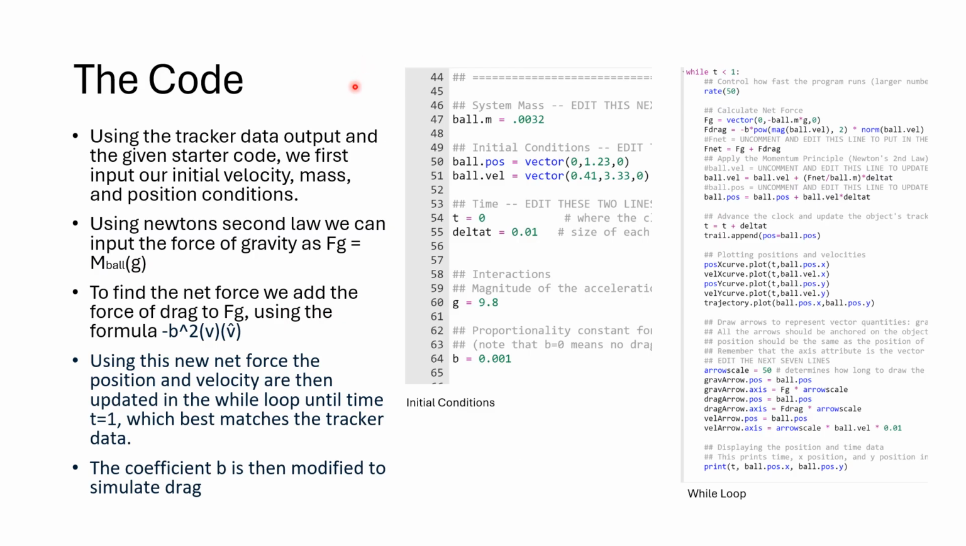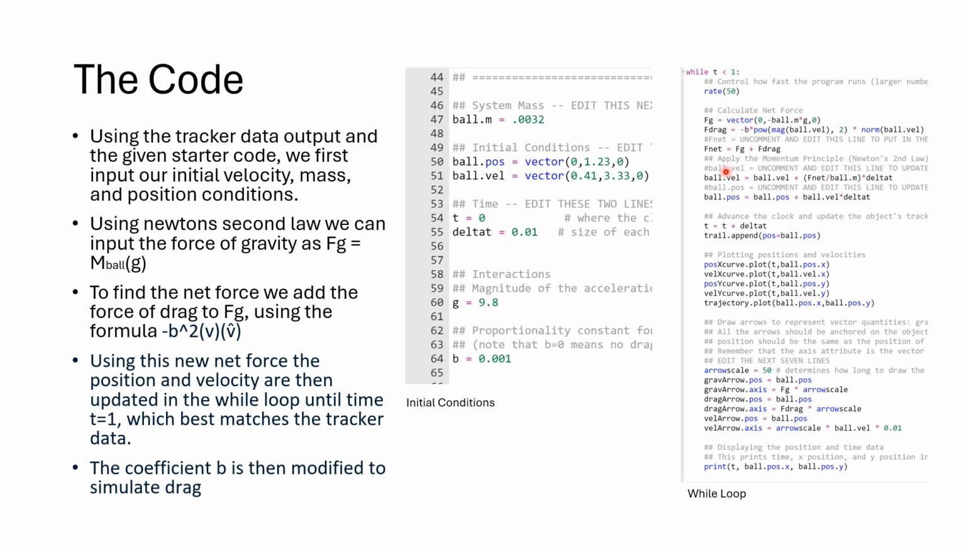Moving on to the code, we take the tracker data and update the given starter code with our initial conditions. You can see that we update our ball's mass, the initial position, initial velocity, and eventually our drag coefficient. And using Newton's second law, we can also begin to calculate the net force. So first we need the force of gravity, which is force of gravity is equal to mass of the ball times g, and we start calculating that here in the code.